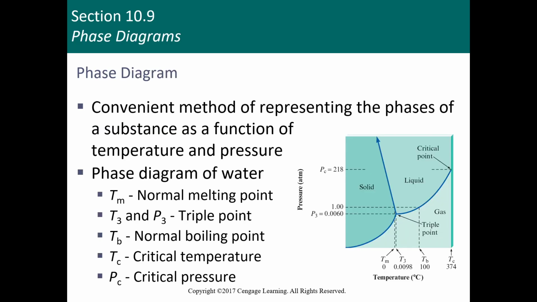This right here is a phase diagram. This is a very convenient method for representing the phases of a substance as a function of temperature and pressure. You can tell a lot about a substance using this phase diagram as long as you can read it, which hopefully you will learn right here.